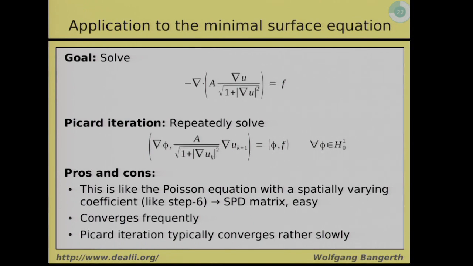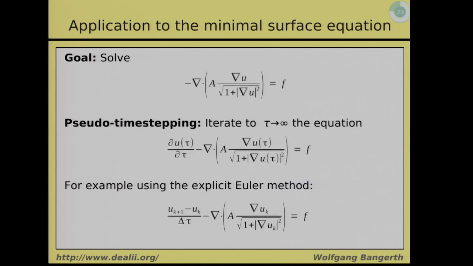The other downside is that, if you go back to the Picard iteration, the discrete form of this is essentially like a Laplace equation with a spatially variable coefficient. So we know exactly how to solve this. There is really no mystery about this. It's like the Laplace equation for all practical purposes. We can use the same discretizations, we can use the same linear solvers, and so on and so forth.